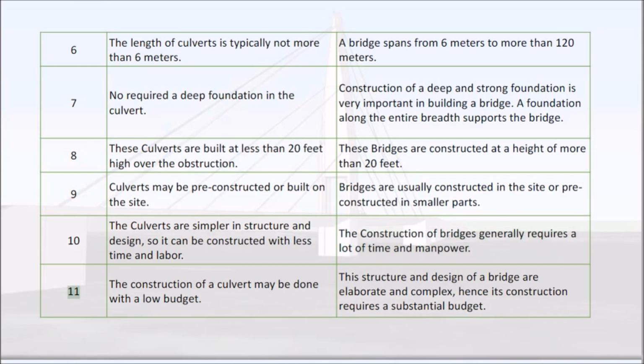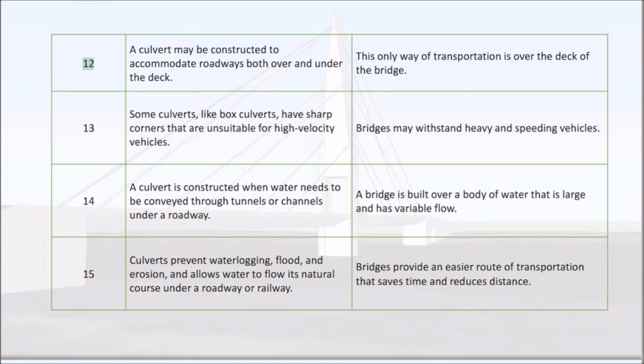11. The construction of a culvert may be done with a low budget. The structure and design of a bridge are elaborate and complex, hence its construction requires a substantial budget. 12. A culvert may be constructed to accommodate roadways both over and under the deck. The only way of transportation on a bridge is over the deck.